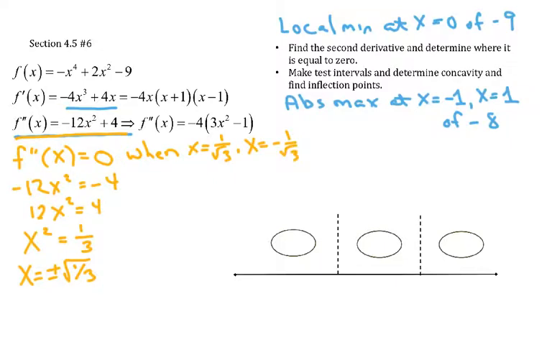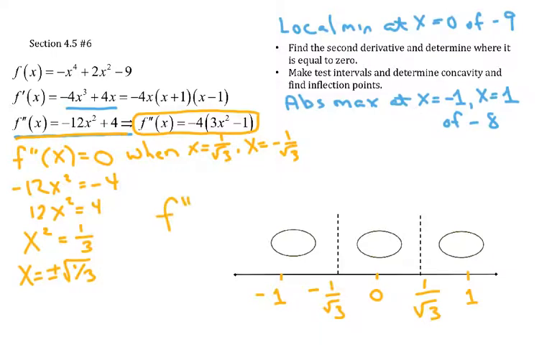Agreed? So I have negative 1 over the square root of 3 and positive 1 over the square root of 3. I know 0 is somewhere in here, and 1 is out here, and negative 1 is out here for testing purposes. So for testing, I will use this form of the second derivative. We're going to determine concavity and find the inflection points.